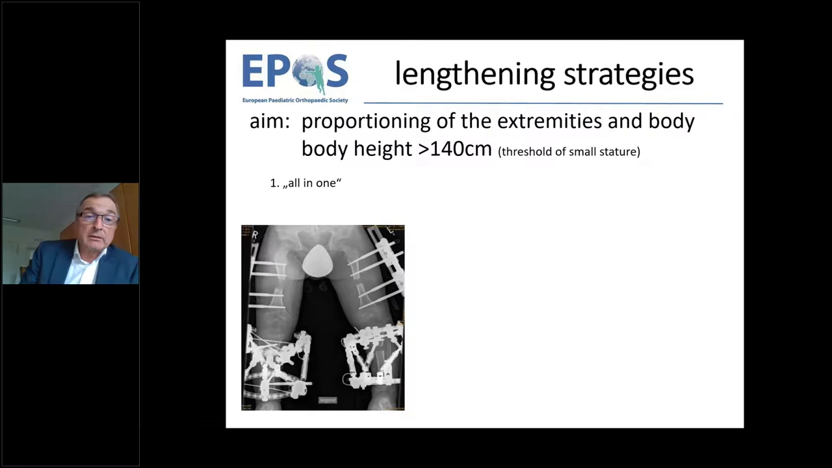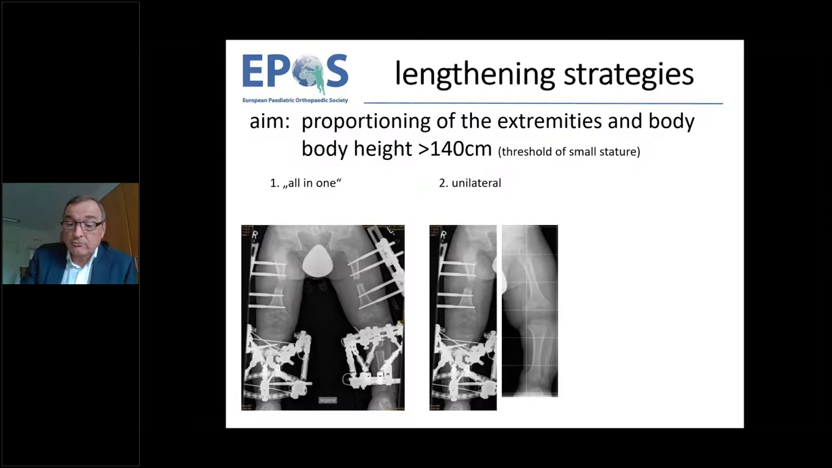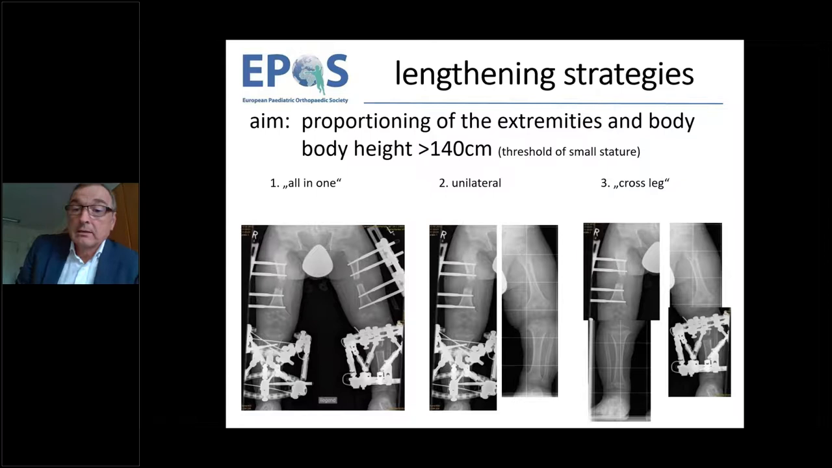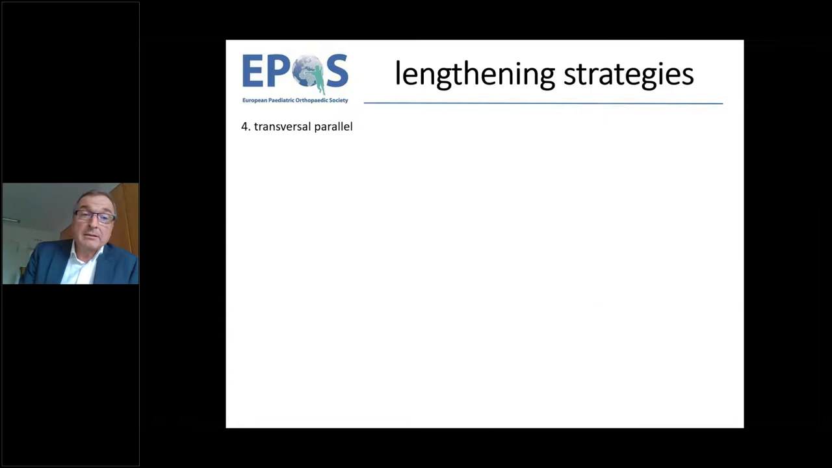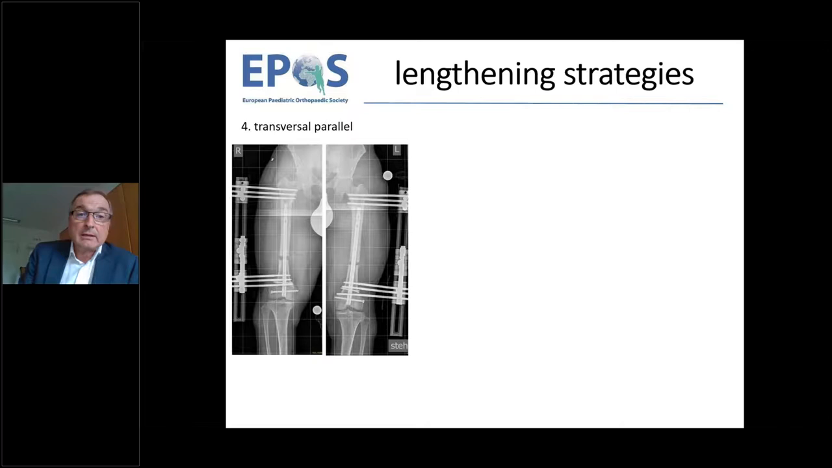Now, which strategies could we use theoretically? The all-in-one strategy, all four bones in one session, or unilateral, but this creates significant leg length inequalities, or cross-leg, so femur and tibia of different sides. But the most used and the most logical version is the transverse parallel lengthening strategy, where you use both femurs or both tibiae at one time.